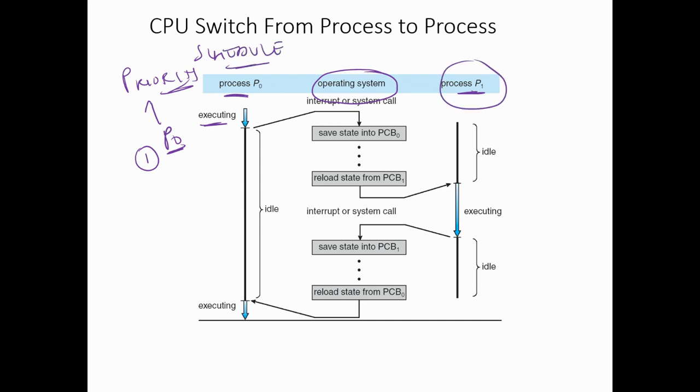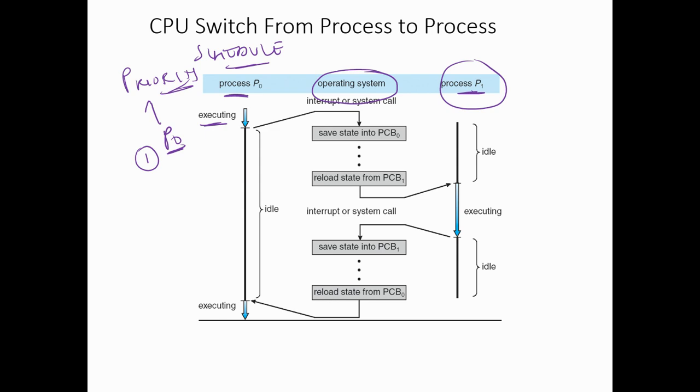On what basis? Different processes can be scheduled on different bases: first come first serve, priority, or round robin scheduling. We have lots and lots of scheduling algorithms, and we are going to learn a lot about each of them. Okay, let's give you an instance.